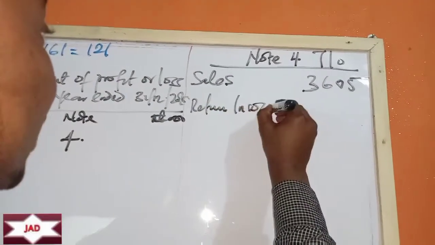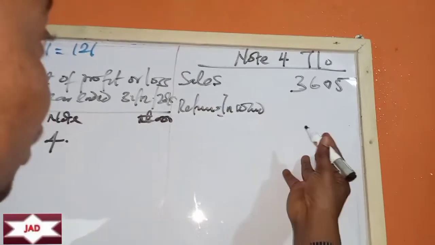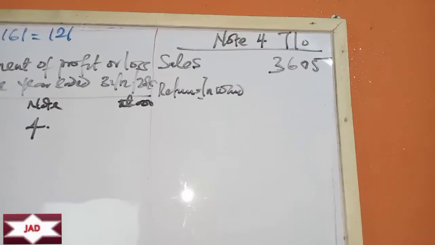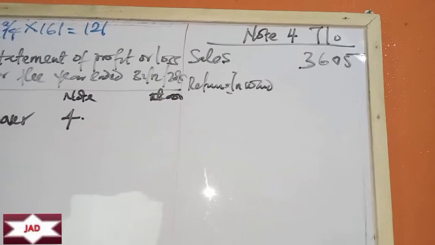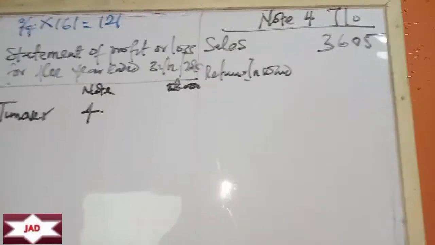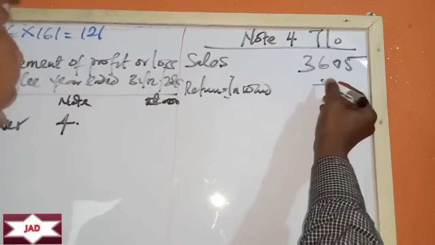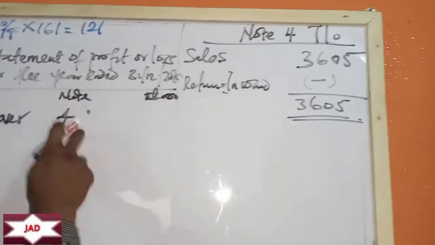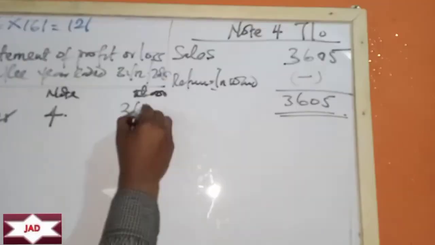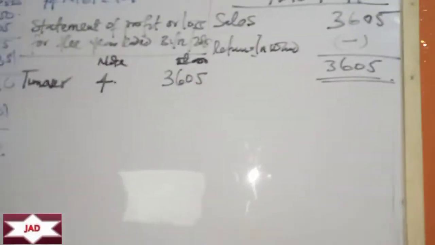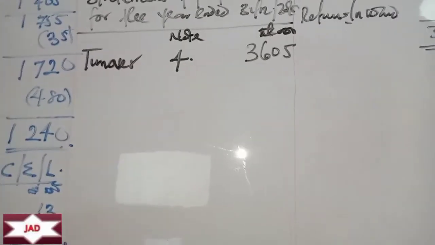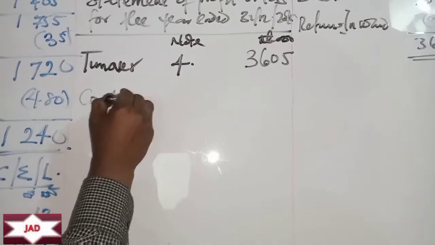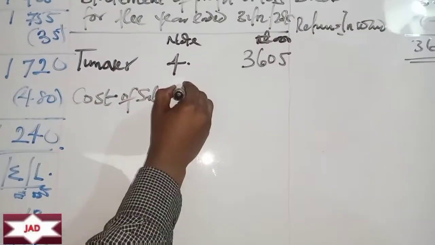So returns inward. Is there any returns inward? We deduct. But according to the question, there's no returns inward. I can't see any sales returns there. So it's more like dash there. So deduct, you still have 360.5. Remember, your profit is between your sales and cost of sales. So we say cost of sales, or what they call cost of goods sold.